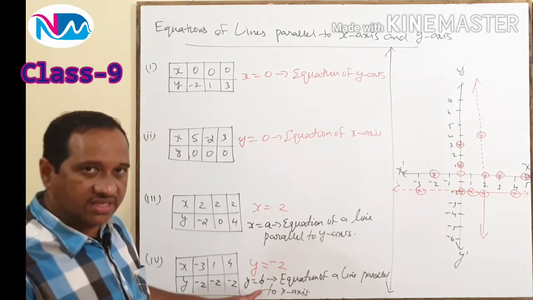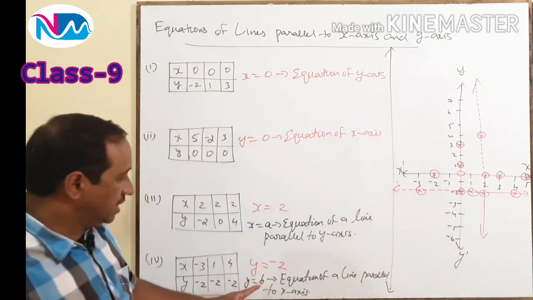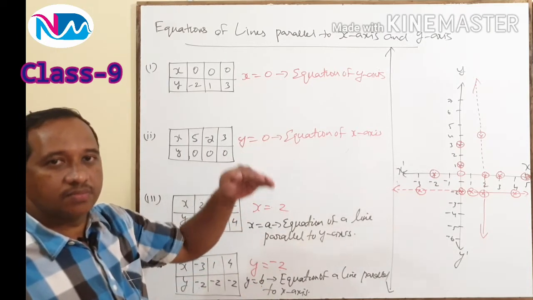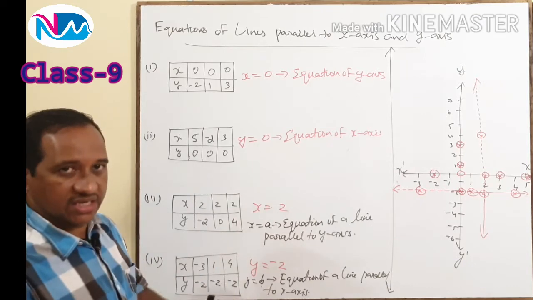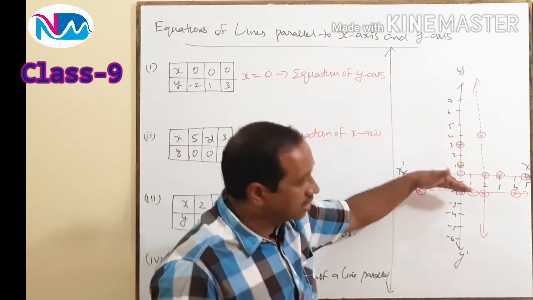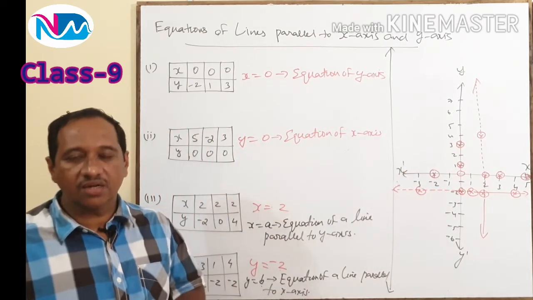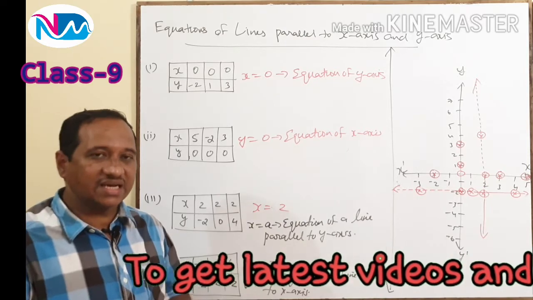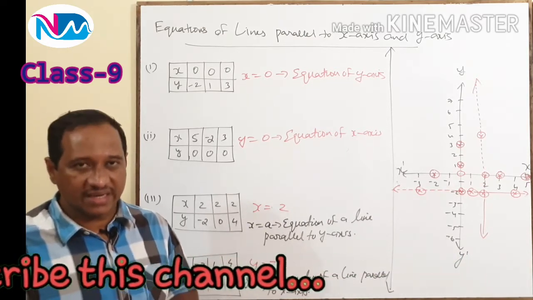If b is positive, the line will be above x-axis. If b is negative, the line will be below x-axis. Here y is equal to -2, which is negative. Therefore, it is a line parallel to x-axis below the x-axis. So, these are the general formats of the x-axis, y-axis and the lines parallel to x-axis and y-axis.